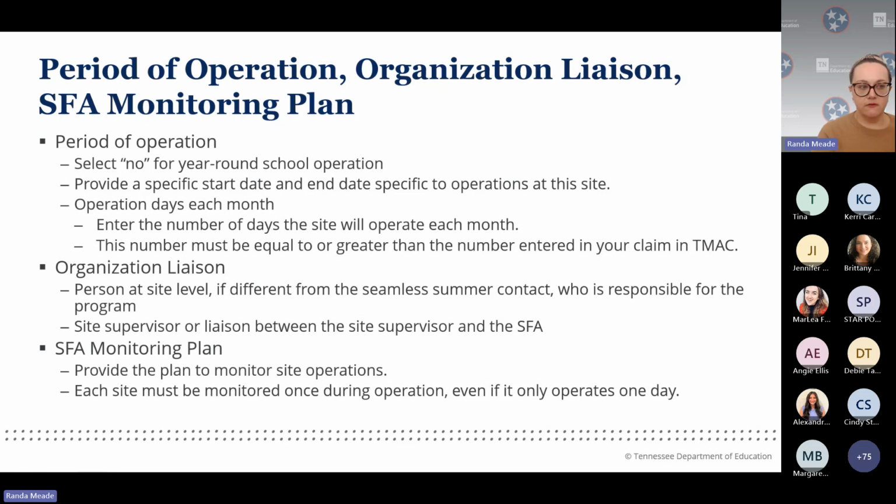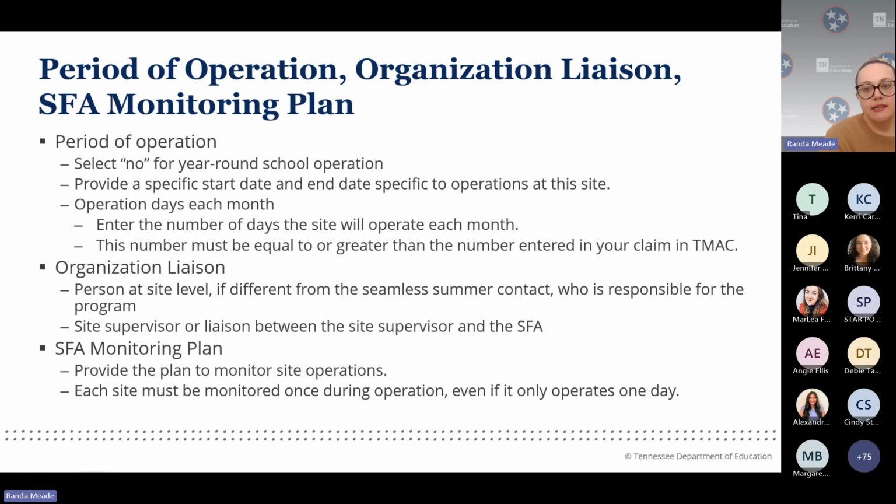So what this means is when you file a claim in TMAC, if you have that you operated 15 days in June, you can't file a claim in TMAC that says you operated 16 days. It's not going to let you do that. But you can put a site application for 15 days in your site app, and then maybe something happens that you only operate 14. You're not going to run into an issue with that part of your TMAC claim.